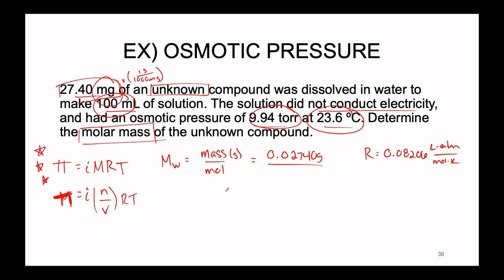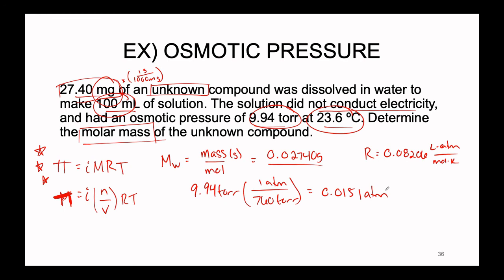So our 9.94 torr needs to be converted into atmospheres. The conversion for this is 760 torr per every 1 atmosphere. This gives us 0.0151 atmospheres of pressure. So this is a very low amount of pressure, which makes sense because osmosis tends to be a very slow process.